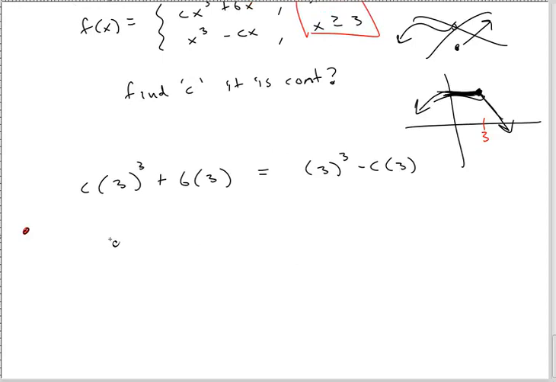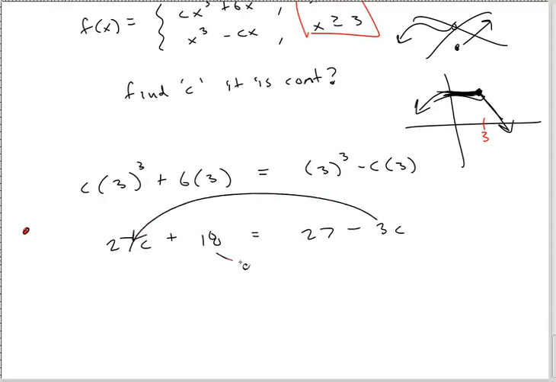So 3 cubed is 27. So I got 27c. And then 6 times 3 is 18. Here again, I got a 27. And then here we got a 3c. If I add 3c to the other side and I subtract the 18 over here, I should get 30c is equal to, doing the math here, 9? No. Why did I have a 12?